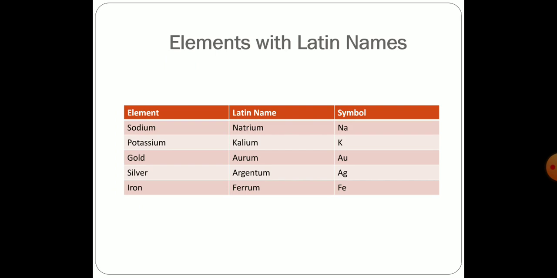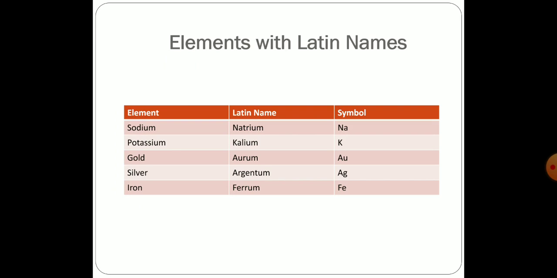Now, what are the elements with Latin names? We have discussed this when we were discussing the chemical symbol. We can have the Latin names for certain elements like sodium, potassium, gold, silver, iron. All of these have their own Latin names, so the symbols are taken from the Latin names.